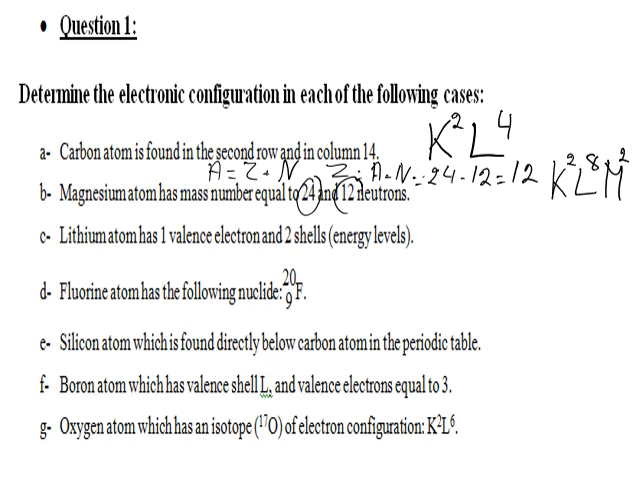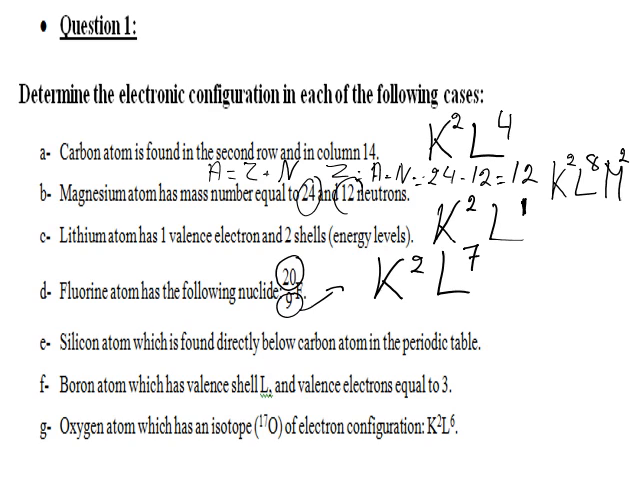Lithium has 1 valence electron and 2 energy shells, or 2 energy levels. This K, this L has 1 valence electron. So we have only 1 valence electron, on the last shell only 1 electron. So it's K2L1. Fluorine atom has the following nuclide. This is the mass number and this is the atomic number. Here we have to calculate. So it's K2L7.